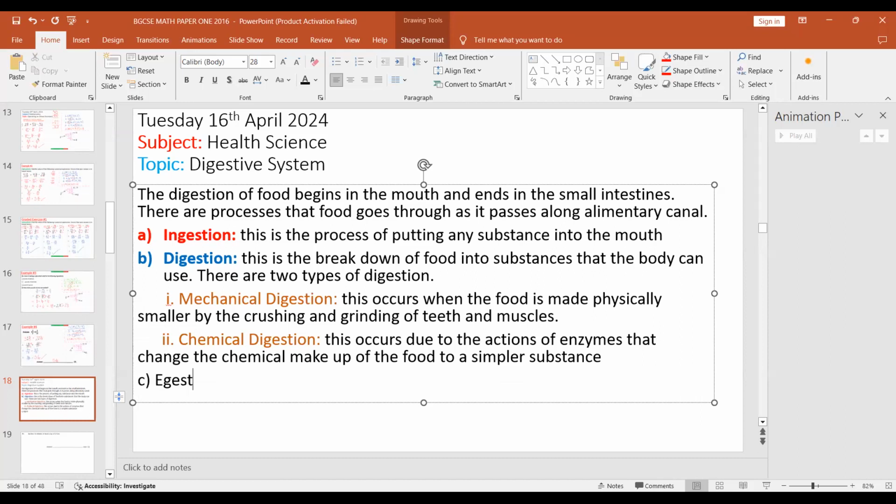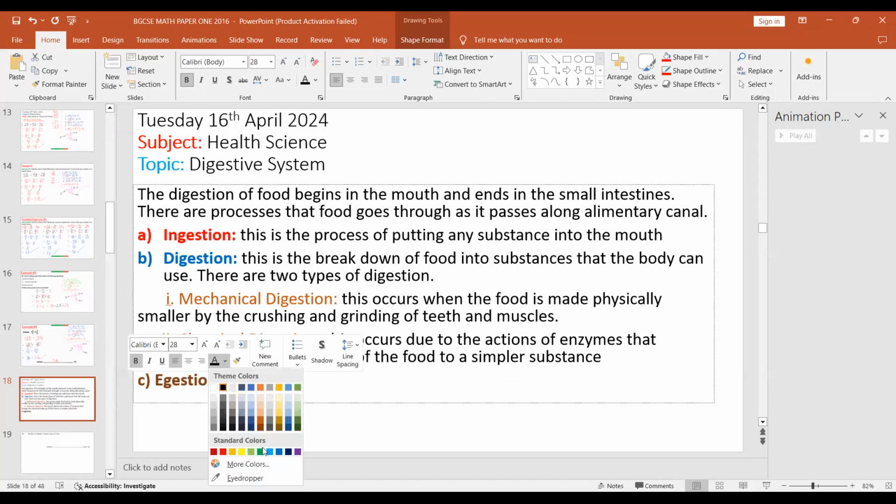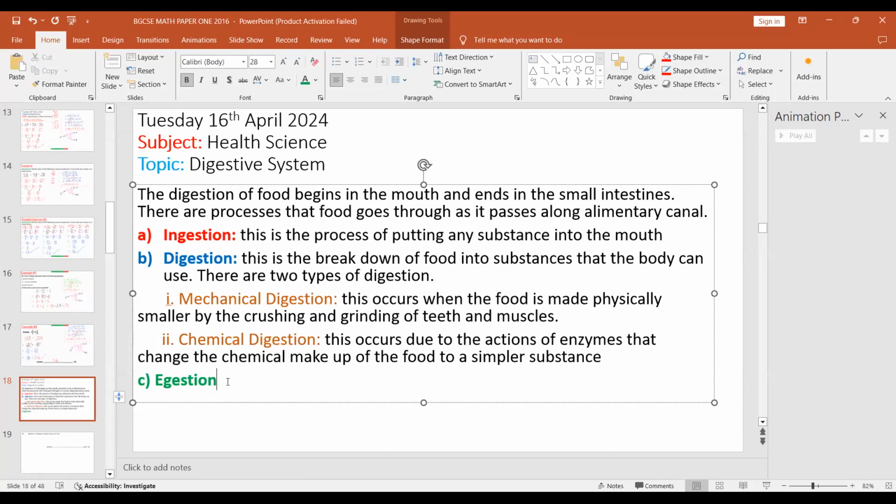Now, what is egestion? Anyone know what egestion means? Not ingestion, egestion. Ingestion is when you put substances into the mouth. What is egestion? You take out substances. Yeah, so that's the removal of the solid, like excretion. So basically it's defecation.